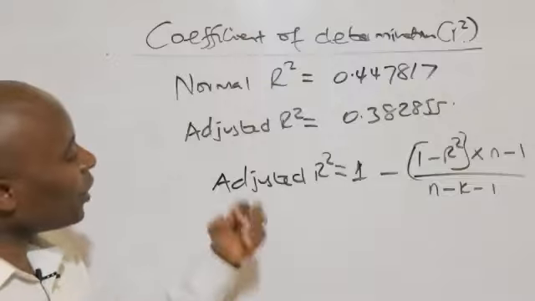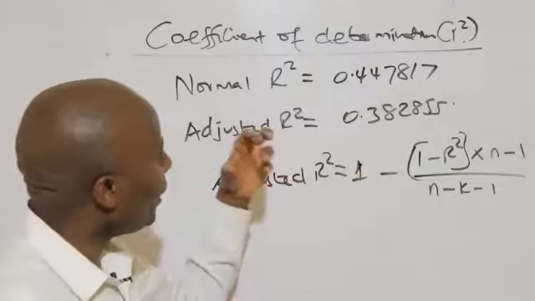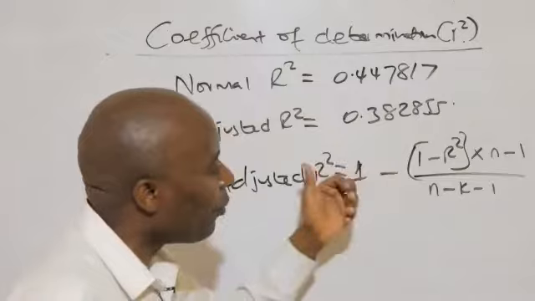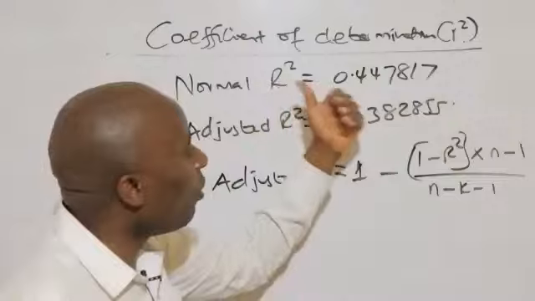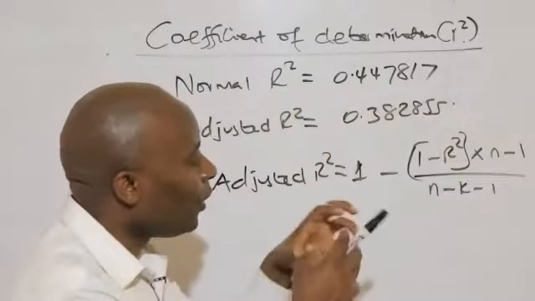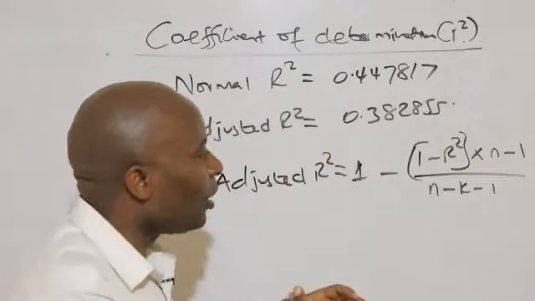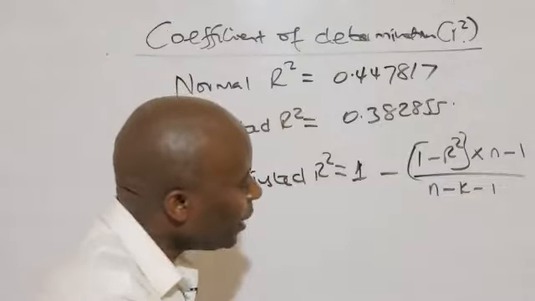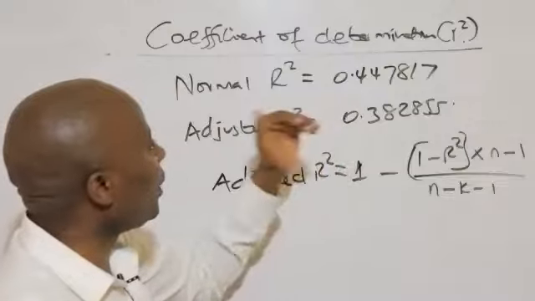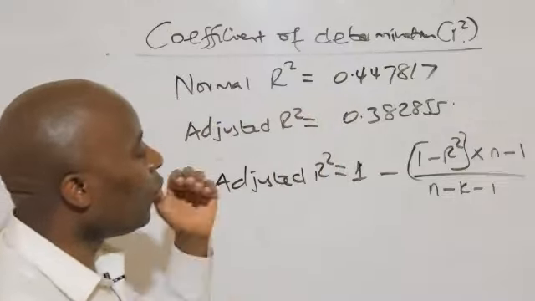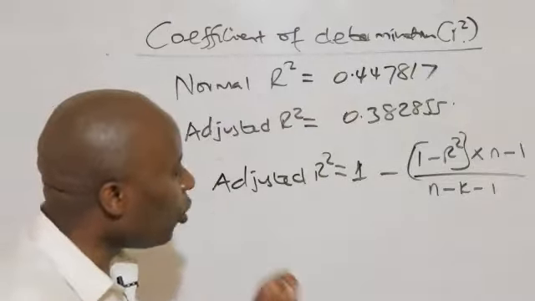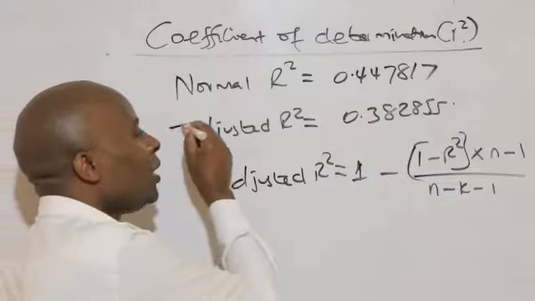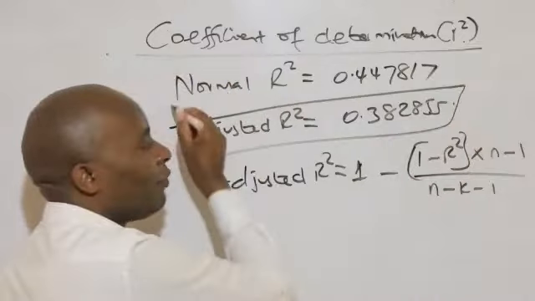Nobody. But what you're supposed to know, ladies and gentlemen, is that this R squared takes into consideration the number of predictor variables that we have. We adjust the normal R squared to fit in the number of predictor variables. So when it comes to appraising a model, we don't use this normal R squared. We always make use of this adjusted R squared, which is the effective one.